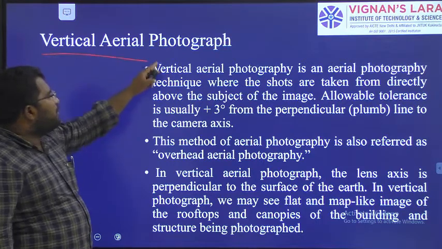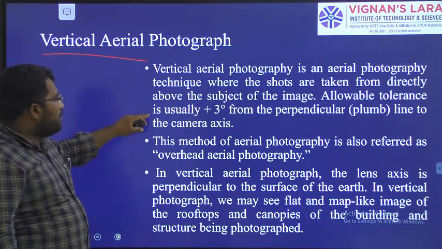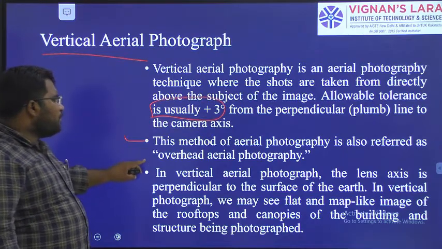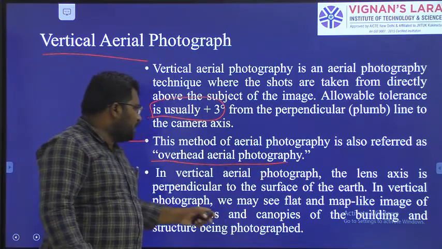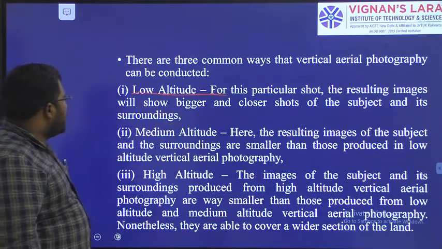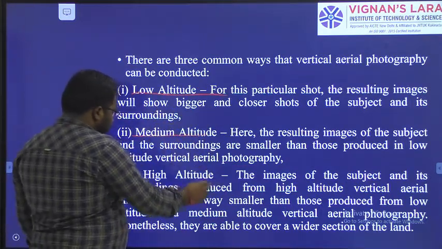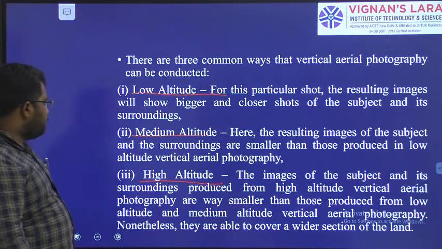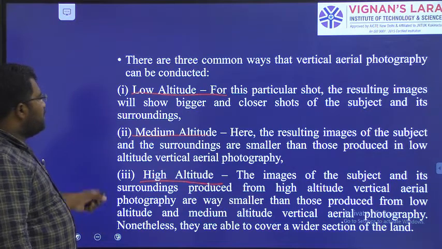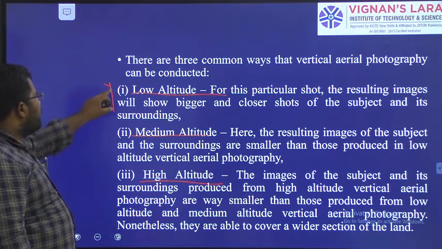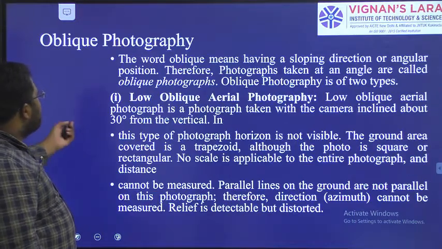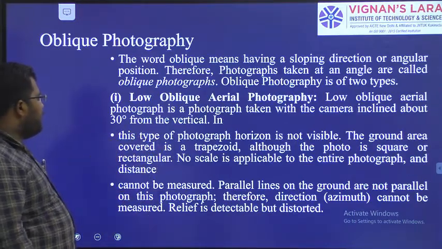So the vertical aerial photograph: here we have 1 to 2 degrees plus or minus 3 from the perpendicular, overhead photography, right? Next we have low altitude, medium altitude, then high altitude, based on the height. If you are at low height, it is low, medium, and very high means high altitude. Then oblique means at what angle it will be taken.